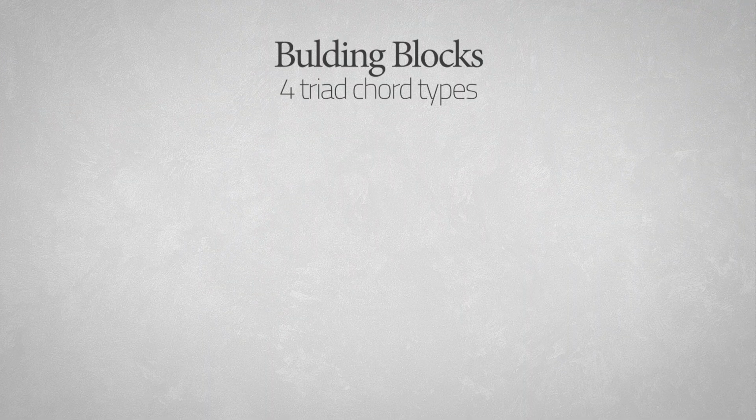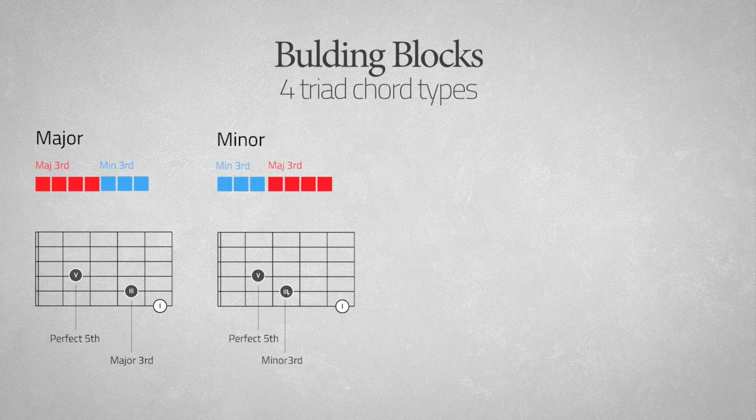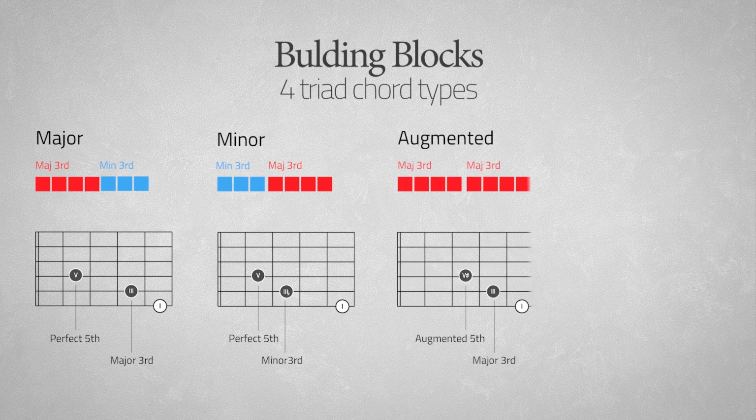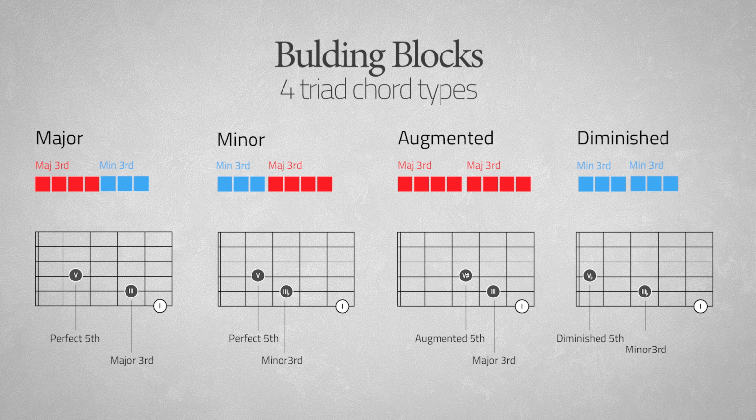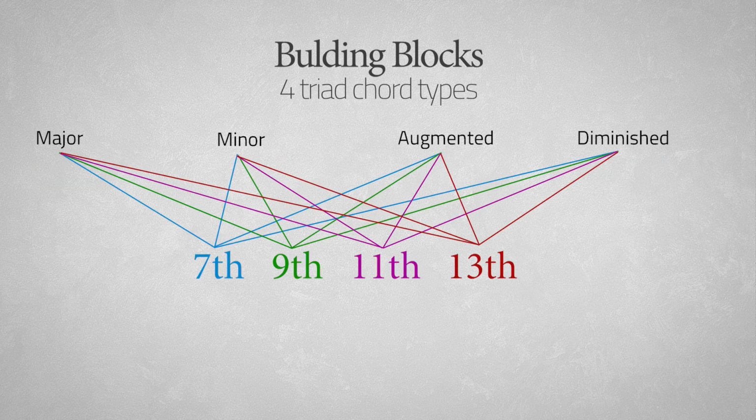So there are no less than 4 triad variations, which we can use to build extended chords in the next video. The major triad, a major third and a minor third; the minor triad, a minor third and a major third; the augmented triad, 2 major thirds; and a diminished triad, 2 minor thirds. Well, you can imagine that the possibilities to create chord extensions with the 7th, 9th, 11th and 13th are comprehensive.